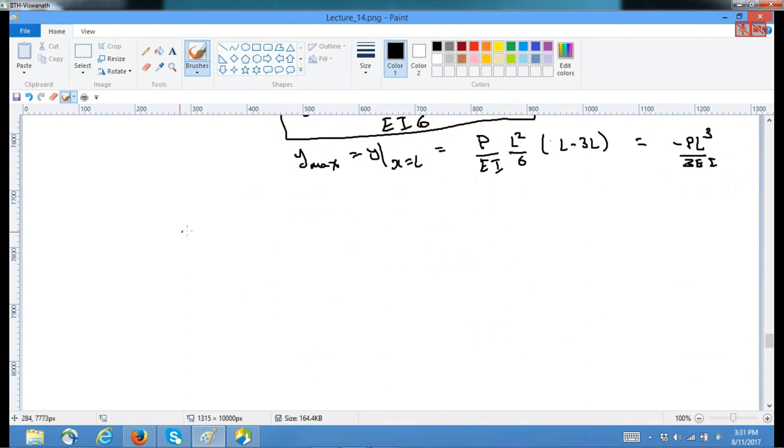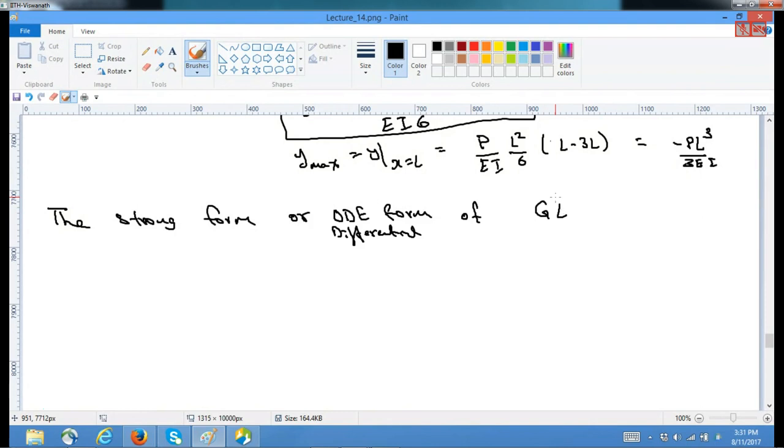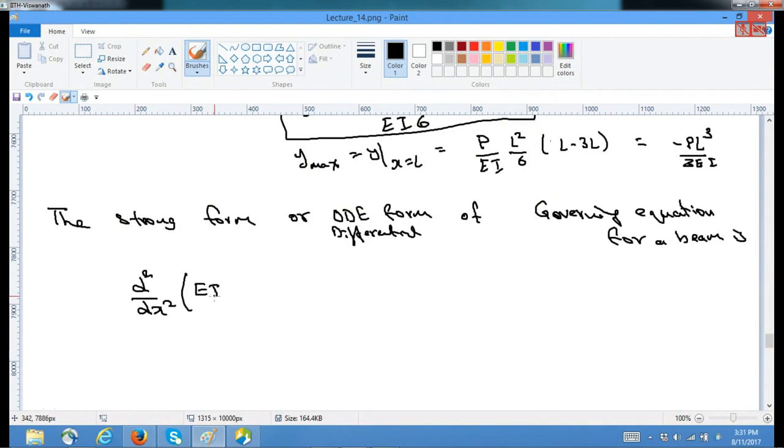So let me rewrite it again. The strong form, or ODE form, or differential form of governing equations for a beam is d square by dx2 of EI d square y by dx2 equals w of x. This is your governing differential equation.